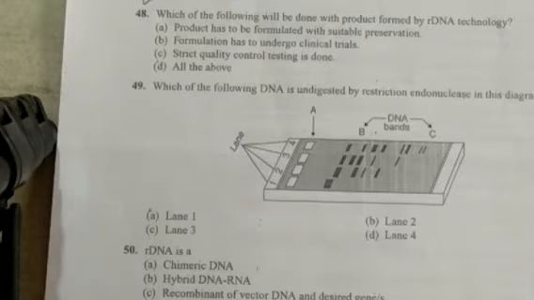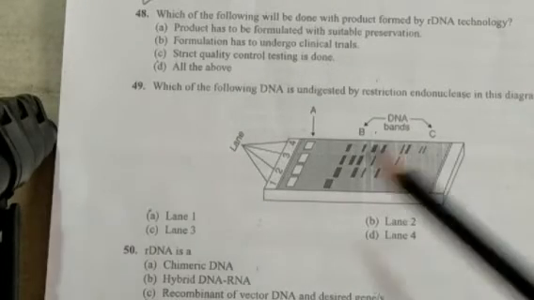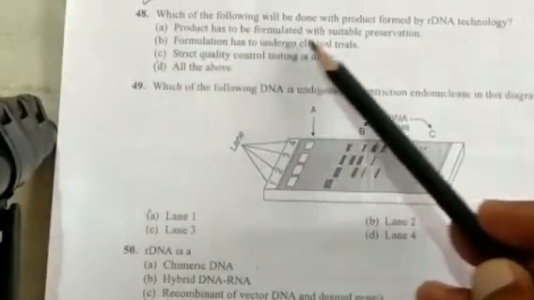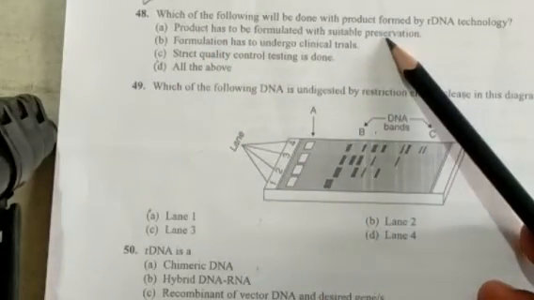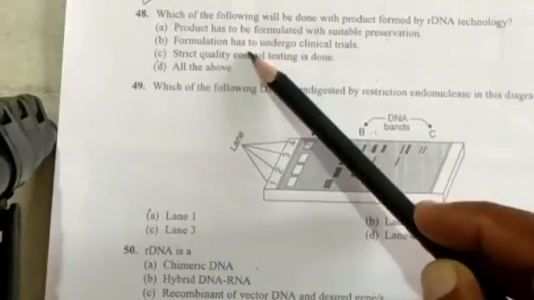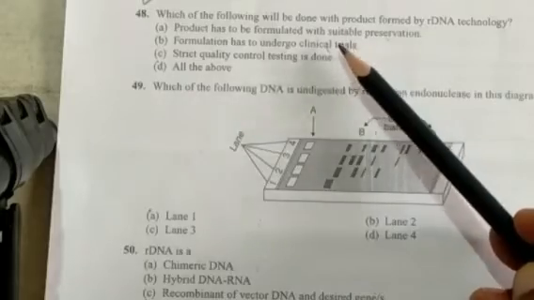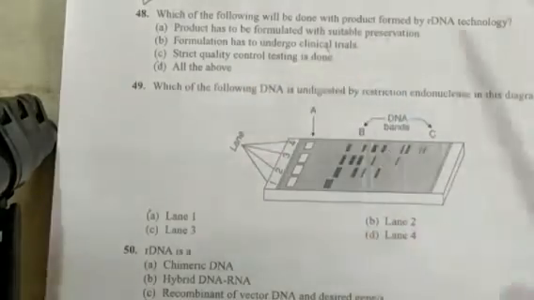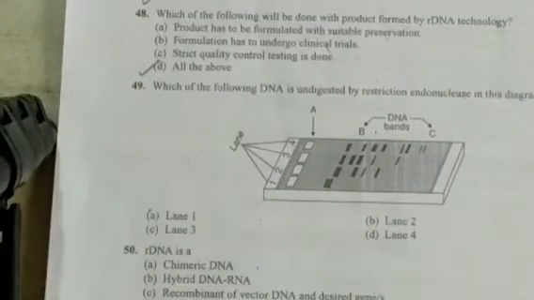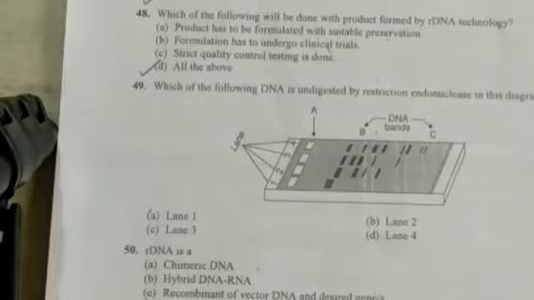Which of the following will be done with the product formed by recombinant DNA technology? We can form proteins, enzymes, hormones, all those things. Now here he says, A, the product has to be formulated with suitable preservation. This is also correct. Formulations have to undergo clinical trials. Of course, before the release of the product, clinical trials have to be done, correct. Strict quality control testing is done. So all has to be done before. When we make any product like a protein, hormone, antibody, enzyme or any other chemical by using recombinant DNA technology, all these steps have to be followed. Later it has to be marketed and released.